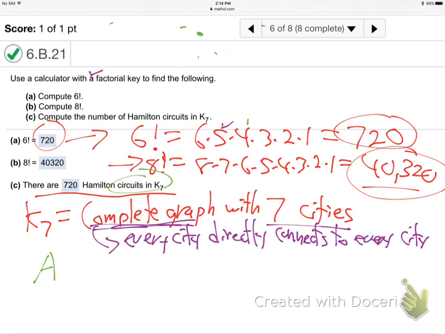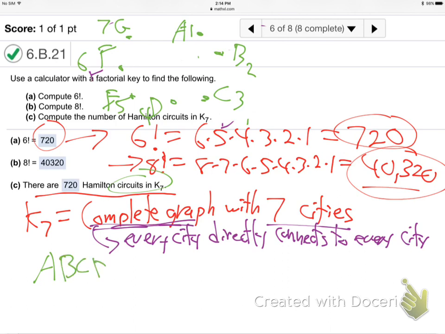From all those cities. From A, and then B, and then C, and then D, and then E, and then F, and then G. 7, 1, 2, 3, 4, 5, 6, 7. 7 different cities. Let's just list one. Here we go. A, B, C, D, E, F, G, back to A. So that's one route. That's one loop. It's a Hamilton loop, right? It visits all the cities exactly once and comes back home. Great. How many of those are there?